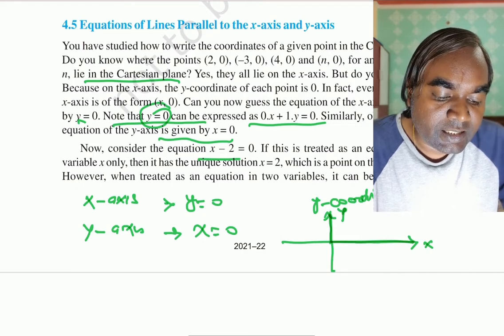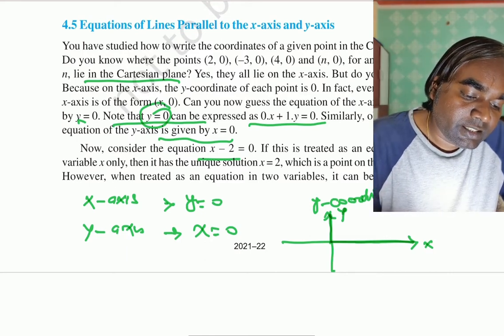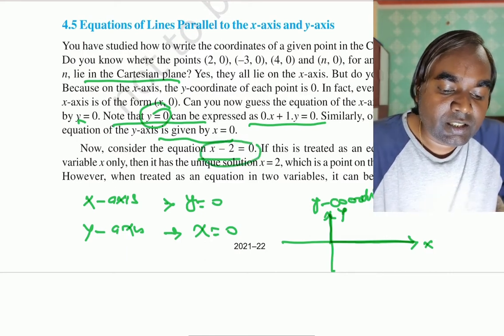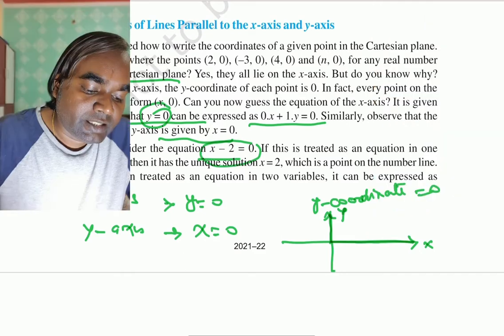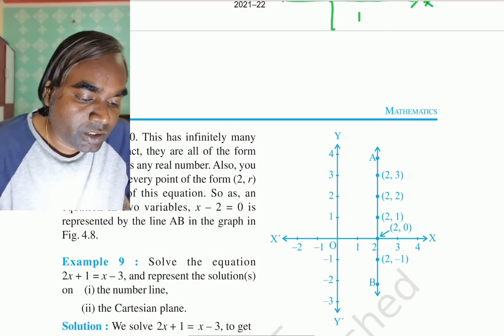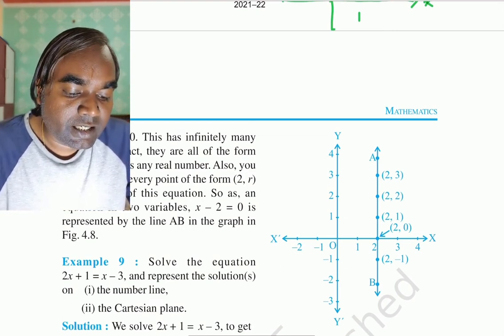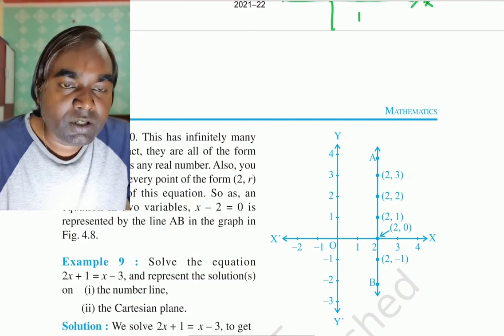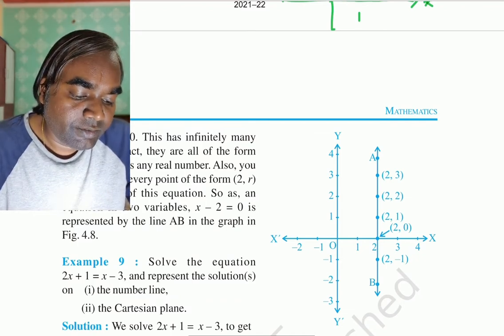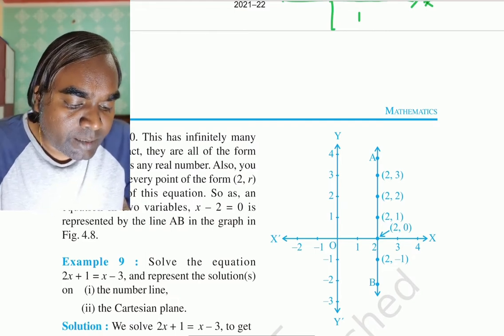However, if we treat this as an equation in two variables, then we will write it in the form x plus 0 dot y minus 2 is equal to 0. This has infinitely many solutions. In fact, they are all of the form (2, r), where r can be any real number. Also you can check that every point of the form (2, r) is a solution of this equation.